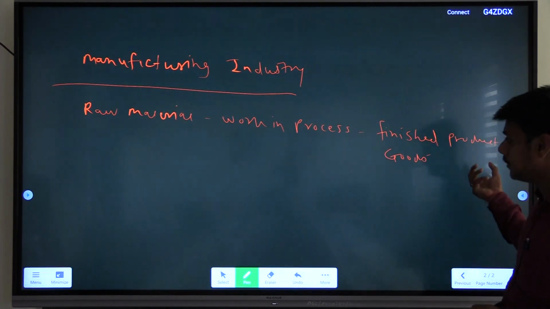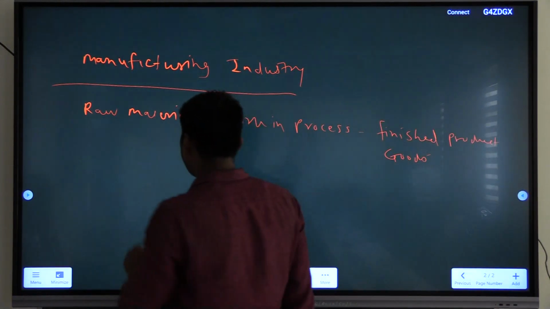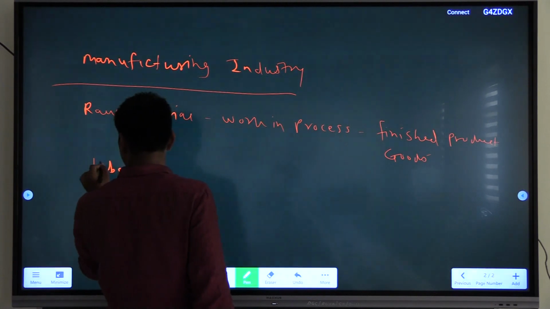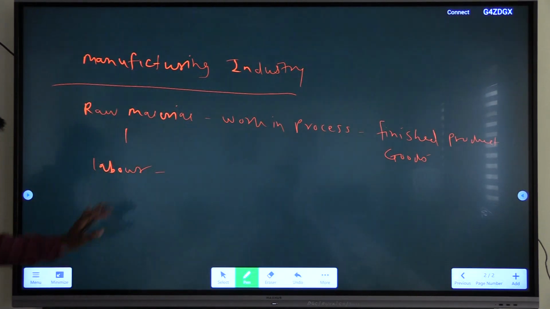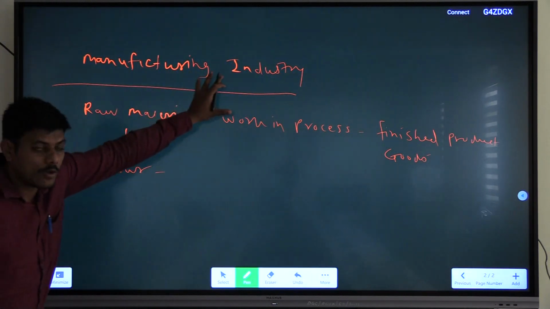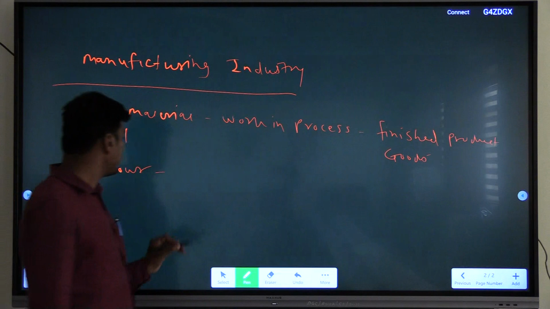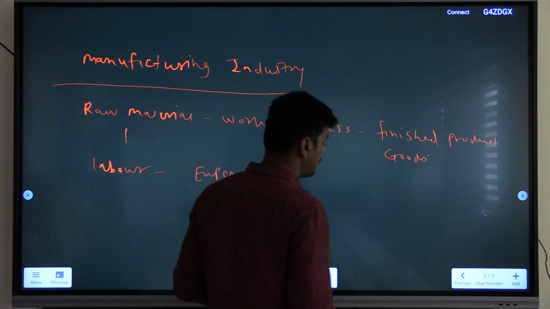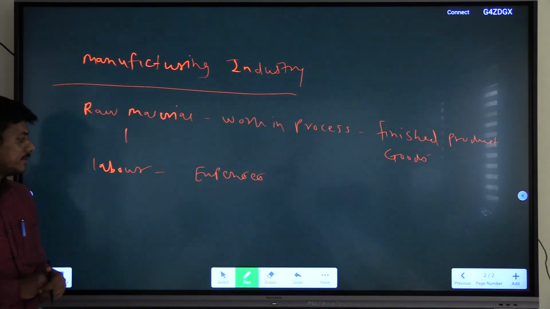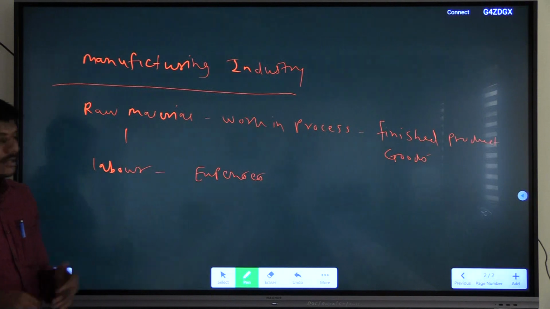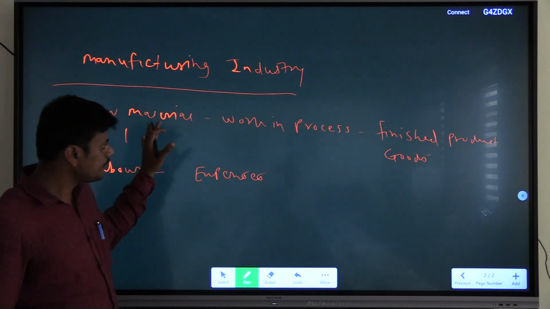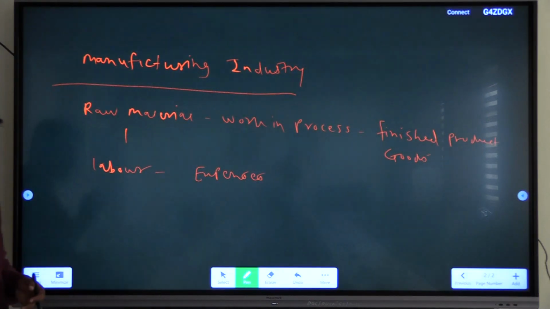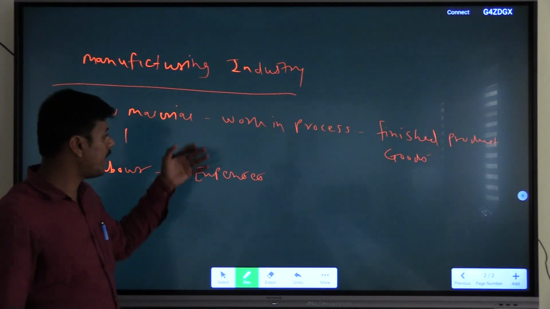become available from the manufacturer. In this process, labor is required, the raw material is required, then other expenses, day-to-day business expenses. Sometimes lights are required, sometimes other related materials are required, sometimes other expenses are also required for the manufacturing concern to produce the finished goods or final product.